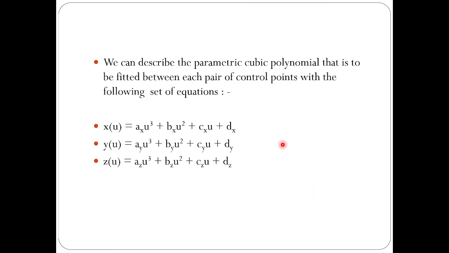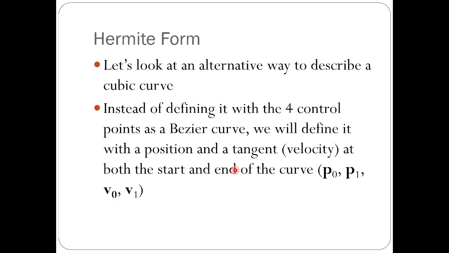We can describe the parametric cubic polynomial that is to fit between each pair of control points with the following set of equations: x(u) = ax u^3 + bx u^2 + cx u + dx, y(u) = ay u^3 + by u^2 + cy u + dy, z(u) = az u^3 + bz u^2 + cz u + dz.